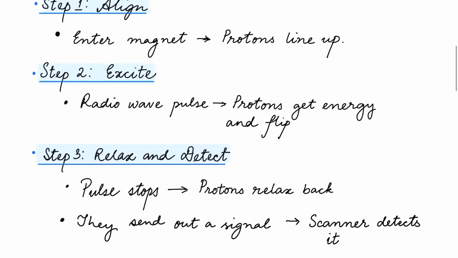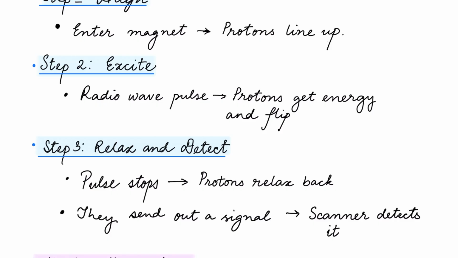Now the second step is excite. A short burst of radio frequency energy is then sent into the body. This pulse provides energy to the aligned protons, causing them to flip out of the alignment.